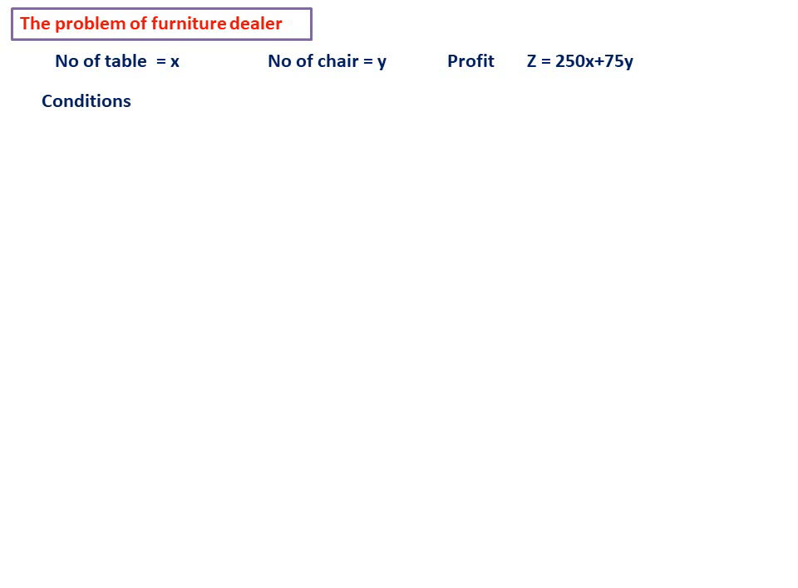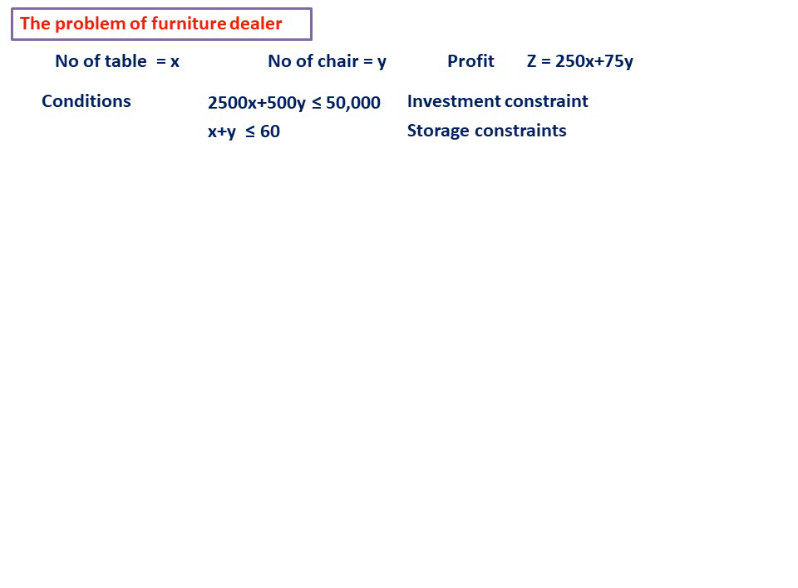What are the conditions we have to mathematically look into? First one is 2500x plus 500y should be less than or equal to 50,000, because total amount available is 50,000 only. It cannot exceed this. So this is the investment constraint. Second one is x plus y should be less than or equal to 60, because total number of articles should be less than or equal to 60. So this is called the storage constraint. Constraint means condition, restriction. X of course should be more than or equal to 0, y also should be more than or equal to 0. This is called non-negative constraints.